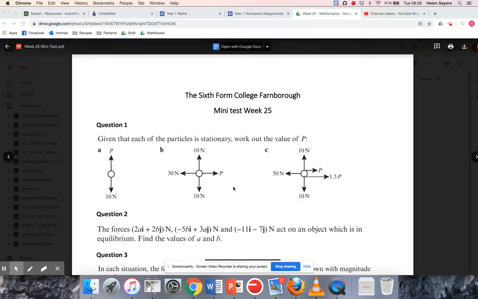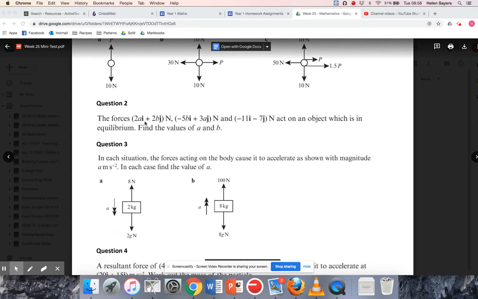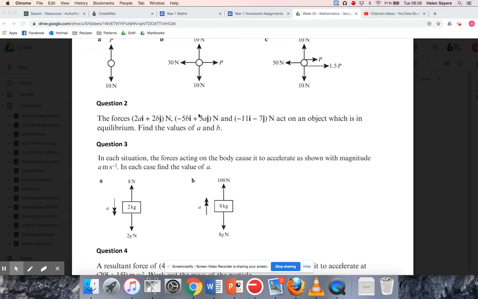Okay, so this is Minitest 25, and we're looking at question 2. So we have three forces acting on an object, and the object is in equilibrium. So if it's in equilibrium, the resultant force must be 0. So I can form an equation, basically, that says that plus that plus that must equal 0.